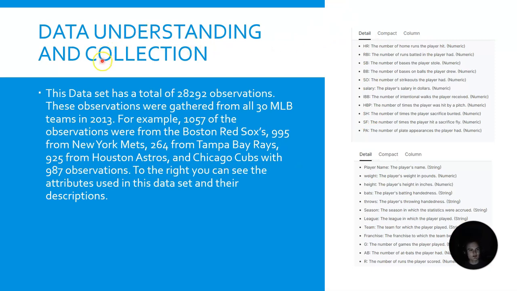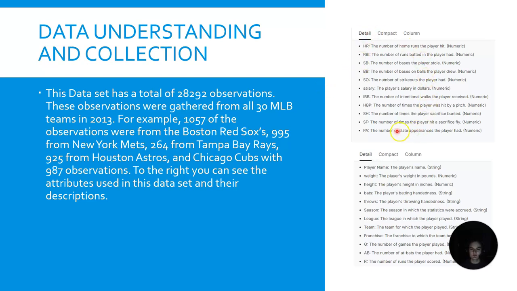So, data understanding and collection. Like I said, this is a little bit over 28,000 observations. We can see here some of the different locations that we have these observations from, obviously from all 30 MLB teams. For example, Boston Red Sox, we have 1,057 observations from them, 999 from the New York Mets.